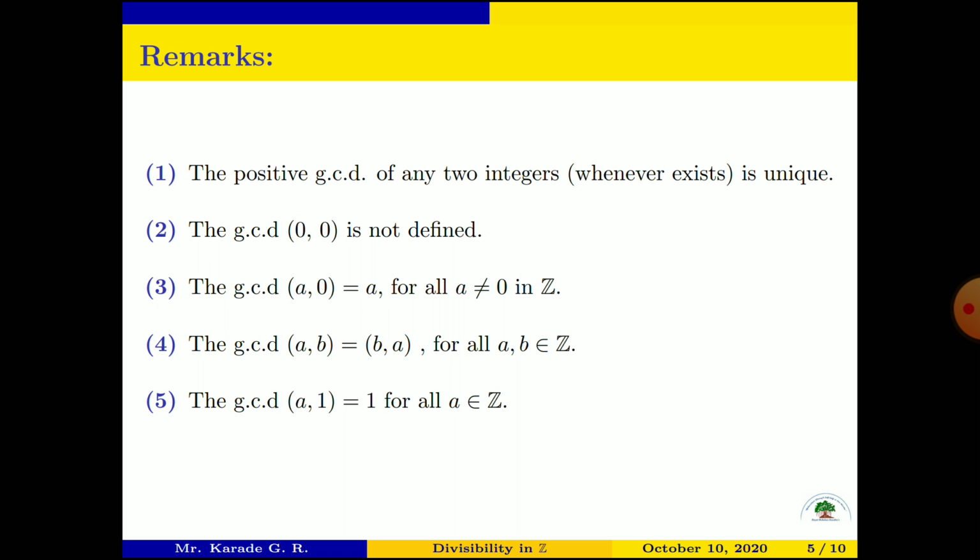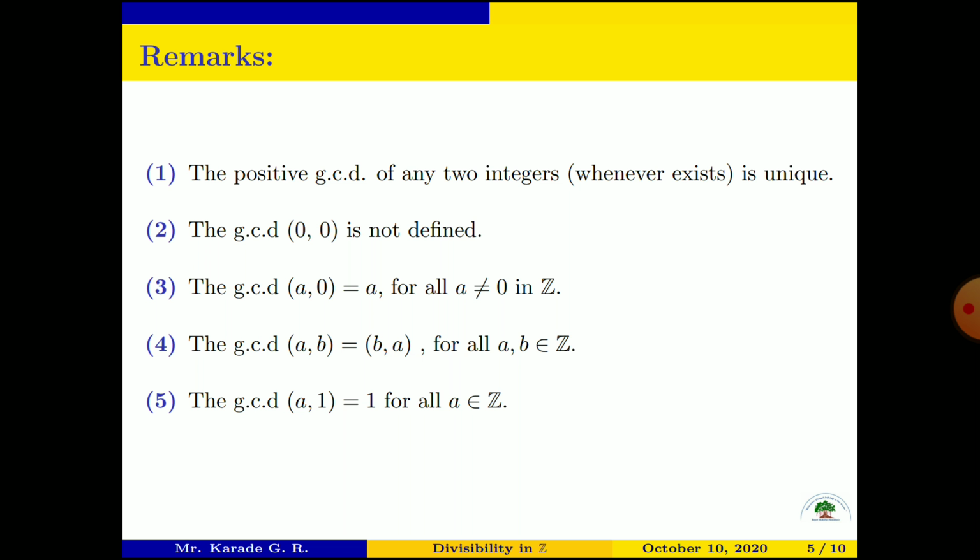The GCD of (a, b) is the same as the GCD of (b, a). This says that the GCD of a and b is the same as the GCD of b and a, and it is true for all a, b belongs to Z.